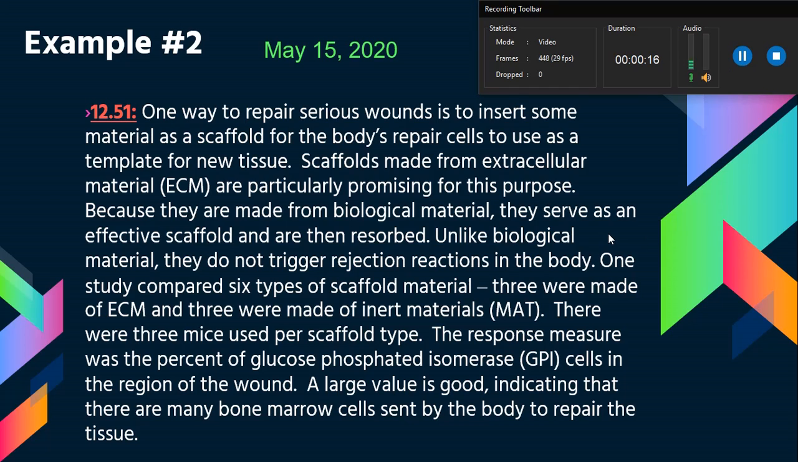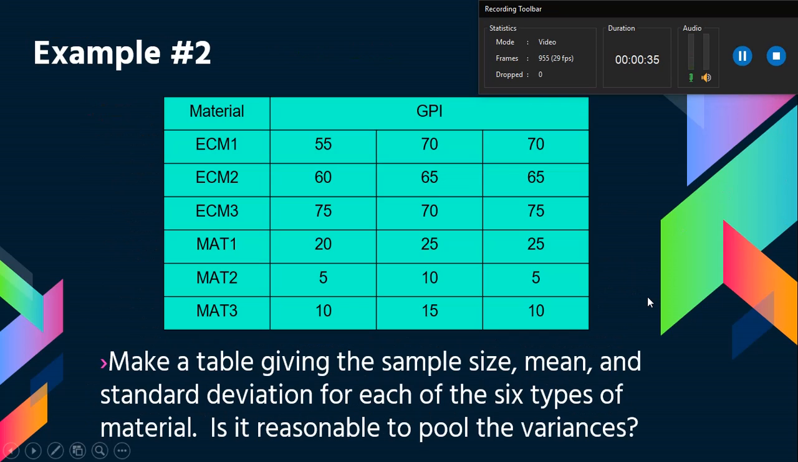So we're going to compare two different types of materials used to repair serious wounds. We're going to compare the extracellular material that they're going to abbreviate with ECM and the inert material that they'll abbreviate with MAT. So, is there going to be a difference between the two when repairing the wounds? We're going to start by looking at the data.